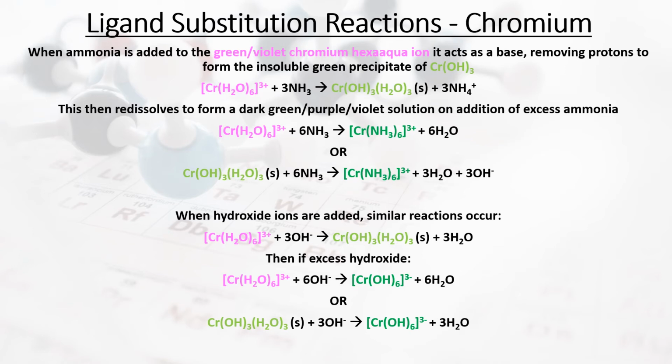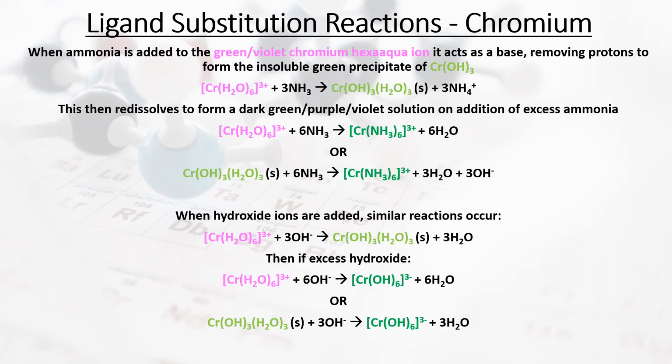Now, when hydroxide ions are added, we get similar reactions occurring. So we have our chromium hexaaqua ion, that violet solution, reacting with 3 hydroxide ions to create our insoluble green precipitate of chromium hydroxide. If we have excess hydroxide, then the same thing as we saw here occurs, we get this complete ligand substitution. This creates what we call a hexahydroxo complex. We have 6 hydroxide ligands. And so here we have our chromium hexaaqua ion reacting with 6 lots of hydroxide to create this hexahydroxo, [Cr(OH)6]3-.